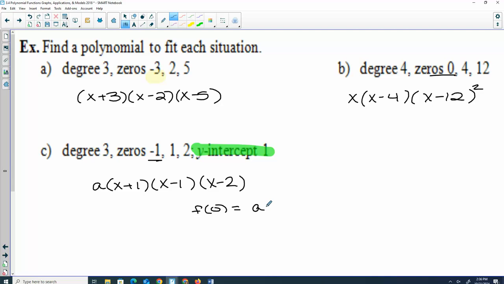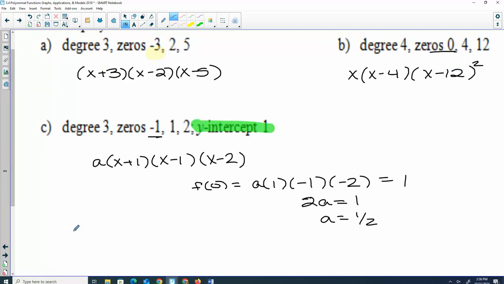So if my x is 0, I know this thing has to equal 1. So 1 times -1 times -2, so we get a 2a equals 1. So a had to be 1/2. So I have to have 1/2 times x plus 1, x minus 1, x minus 2.